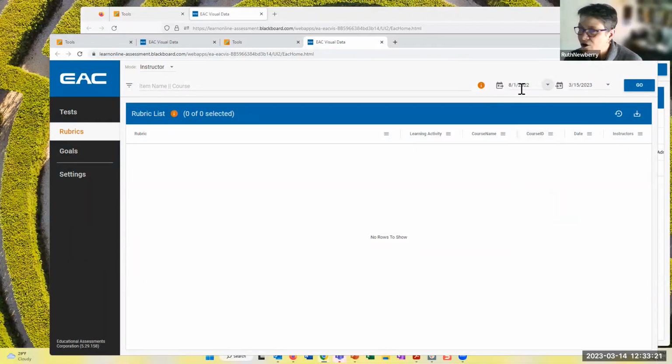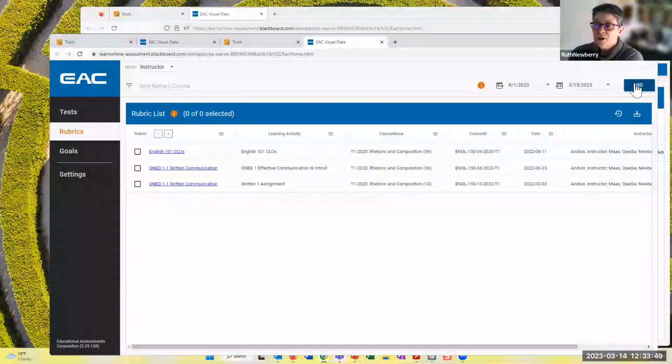So the date ranges you can slice to maybe just be the rubrics you offered at the end of the term, just those in the midterm, those used across the whole term, those used for an entire academic year. These date ranges allow you to do that. I'm going to, again, set mine back, and then I'm going to click go. So when I select go there, it brings me up a list of the rubrics in my courses that I have taught. And I have 3 of them here.